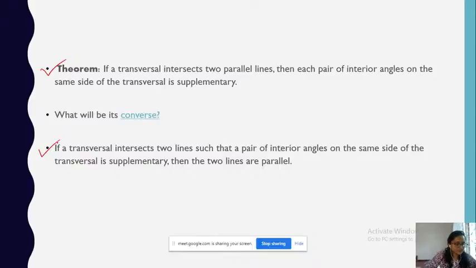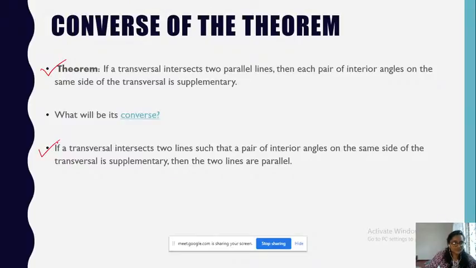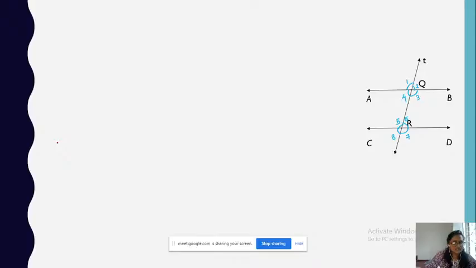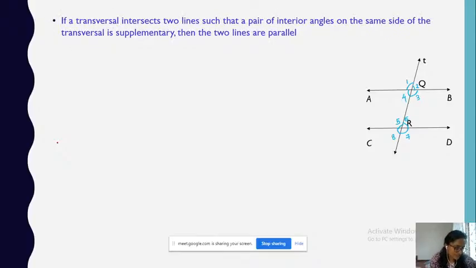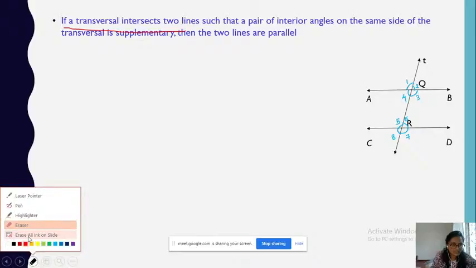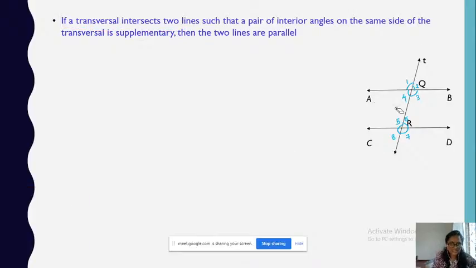So to prove this, the statement is: if a transversal intersects two lines such that a pair of interior angles on the same side of the transversal is supplementary, then the two lines are parallel. Let's take the first part. If a transversal intersects two lines, so there what happens? We need two lines and a transversal. Now, such that a pair of interior angles on the same side of the transversal is supplementary. So, you can take a pair of interior angles on the same side of the transversal.